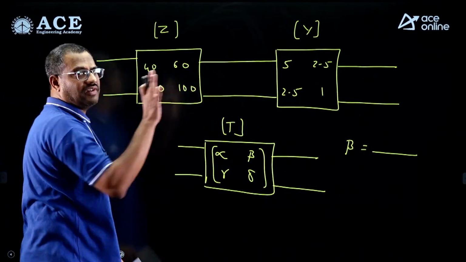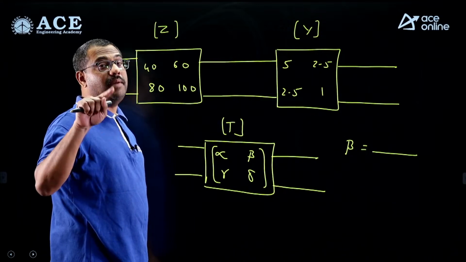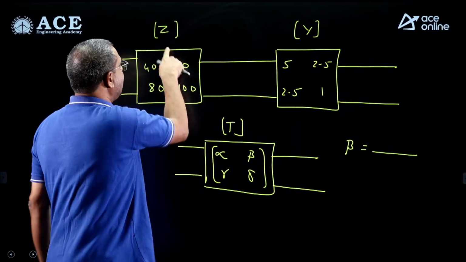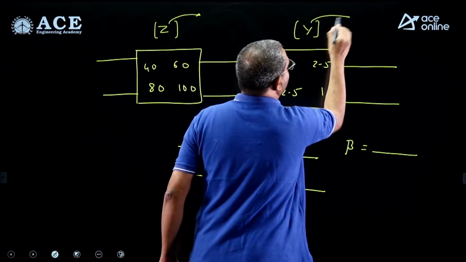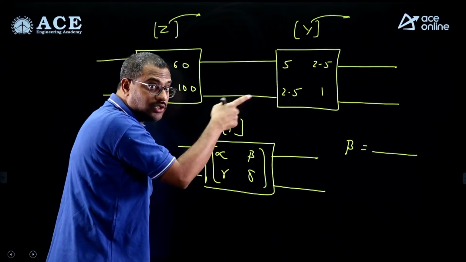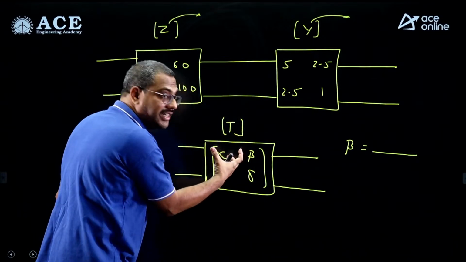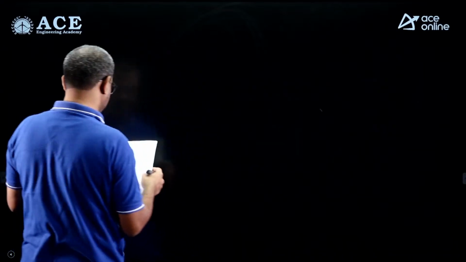First of all, these two networks are cascaded. In a cascaded network, ABCD parameters can be multiplied. So I will convert these Z parameters into ABCD, and convert these Y parameters also into ABCD, and since both are cascaded, I will multiply to get the final ABCD, and from that beta. If you do this calculation, I am writing the answer here.